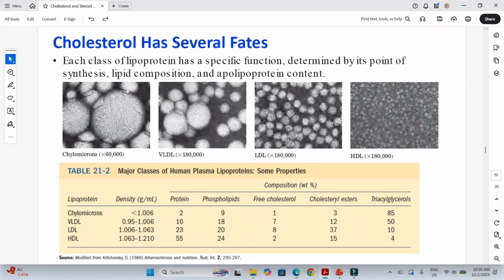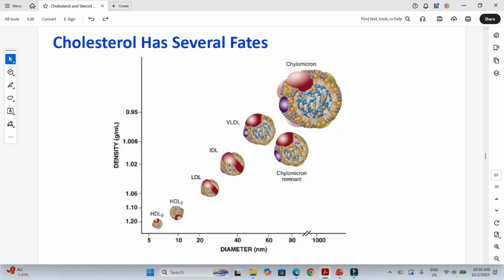So chylomicrons are the least dense, HDL are the densest, and you will notice that the one which has the highest percentage of proteins are the HDL, all right, 55% in weight percentage, while the chylomicrons have the highest percentage of triacylglycerol. So the proteins are the dense part of the lipoproteins. See here are just another way of visualizing the lipoproteins.